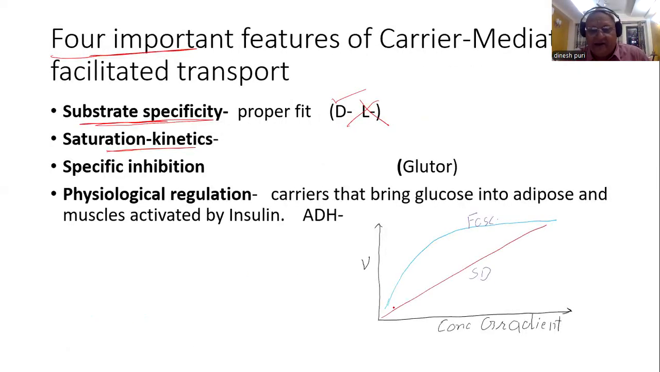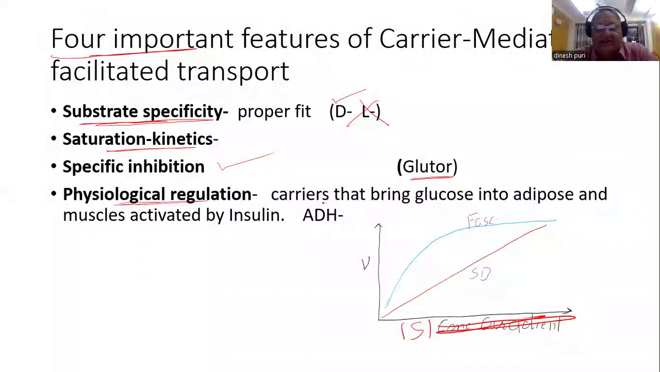So you can see here, as the substrate concentration rises, the velocity plateaus. This is in sharp contrast to simple diffusion, where it's a linear curve. Third, specific inhibition. For example, the glucose transporter can be inhibited by Glutor. It's a glucose analog, and a number of more drugs of this type are being developed. Then there is physiological regulation.